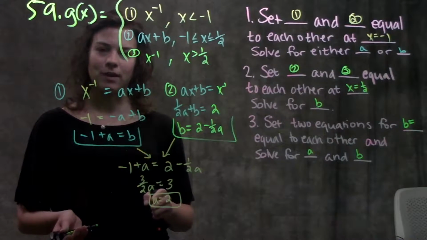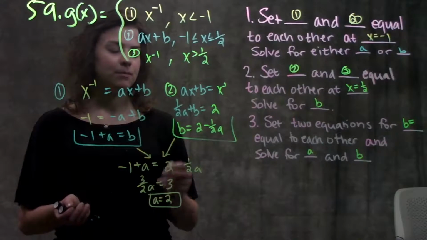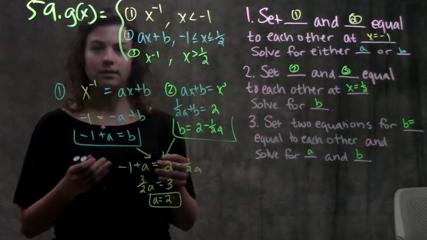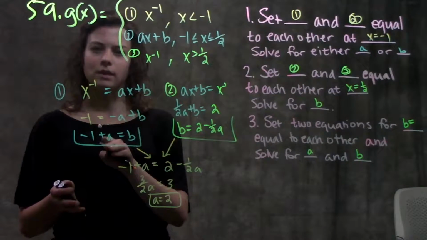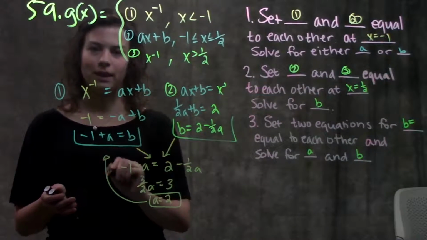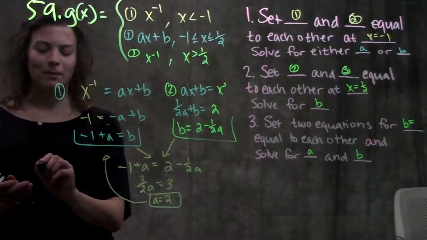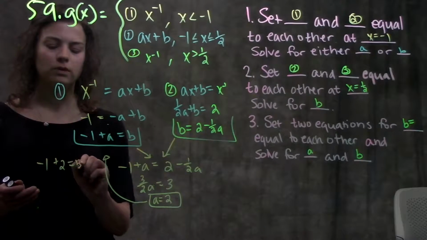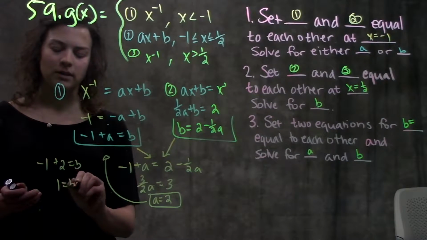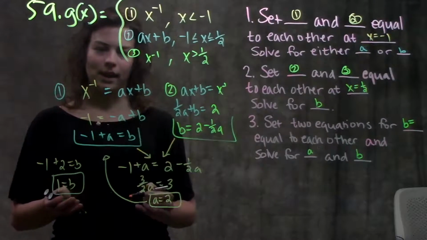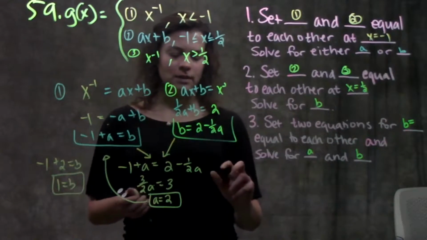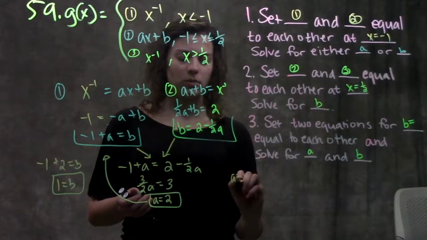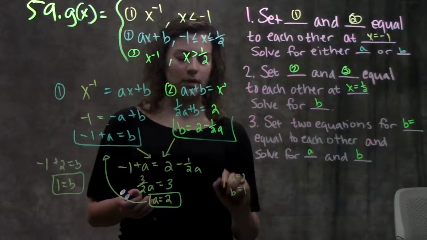All right, have my value for a. Now I can take this value, plug it into either of my b equals equations, and solve for b. This one looks a little easier, so I'm going to plug it into that one. All right, when I plug in a equals 2, I have -1 plus 2 is equal to b. B is just equal to 1. And that's it. My answer for this question is a equals 2 and b equals 1.